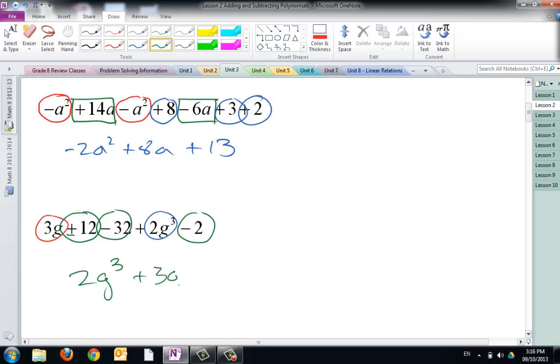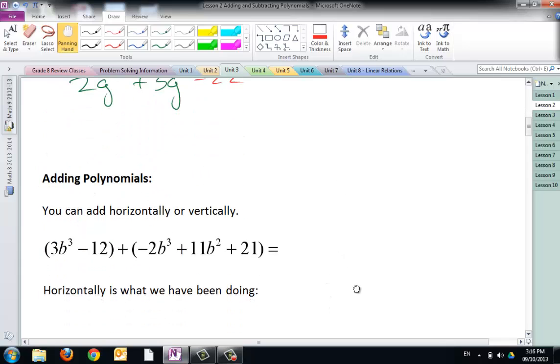plus 3g. As I look at this next batch, this 12 was preceded by a positive sign or an addition sign. This 32 was preceded by a minus sign, and this 2 was preceded by a minus sign. I need to make sure I keep those signs with the terms that they are in front of. If I do that effectively, I will be able to combine the like terms properly. So plus 12 minus 32 is minus 20, minus 2 is minus 22. I'll come back to that concept again in just a minute.